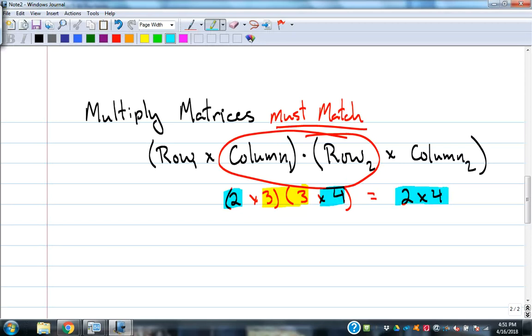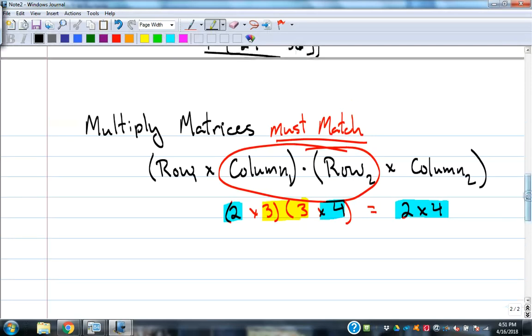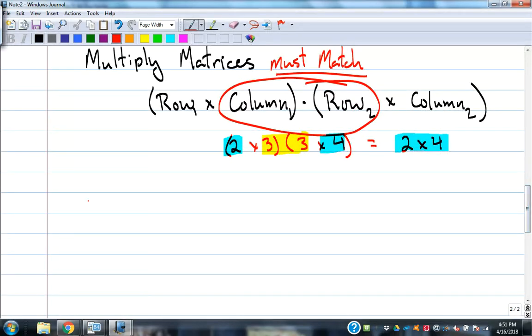Okay. So columns on the left one got to match rows on the right one. The outside numbers on the dimensions are going to be the size of your answer. Okay. All right. Let's do a little bit of matrix multiplication. And I do not expect you to do this by hand, honestly. You can. I don't expect you to.